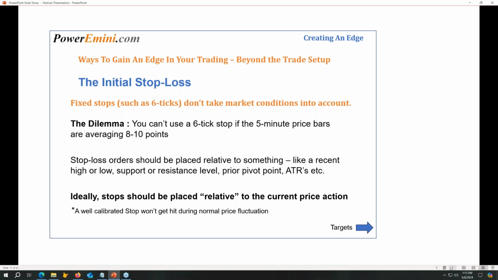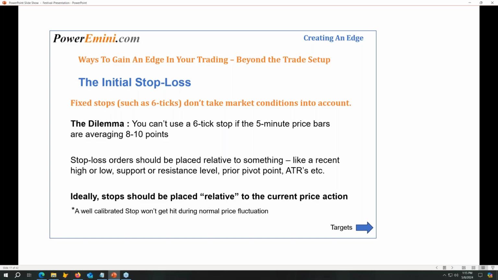And so in my opinion, you have to base your stops and your targets on what the current price action is. You have to adapt to what the market is giving you today. Stop losses are typically placed relative to a recent high or low, support or resistance, pivot points, ATRs, but ideally the stop should be placed relative to current price action, right? So saying something like "I always use a 6-tick stop" is not relative to the current price action.